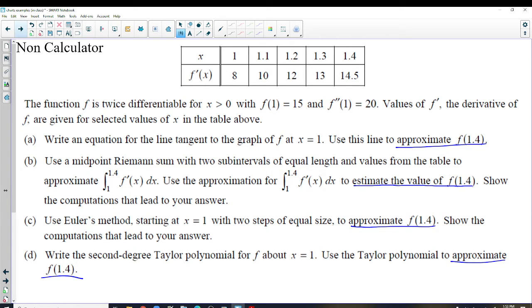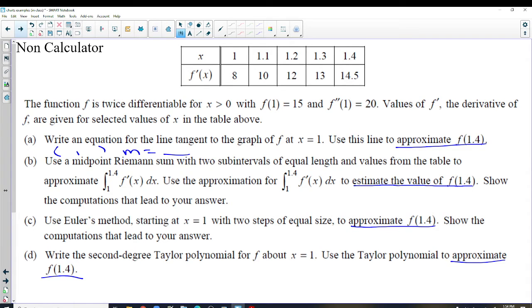Here we go. The function f is twice differentiable for x greater than 0 with f of 1 equal to 15, and the second derivative is 20. Values of f prime, the derivative of f, are given for selected values of x in the table above. Write an equation for the line tangent to the graph of f at x equals 1. Use this line to approximate f of 1.4. How long has it been since we wrote an equation of a tangent line? Been a day or two, right? So we have a point and a slope.